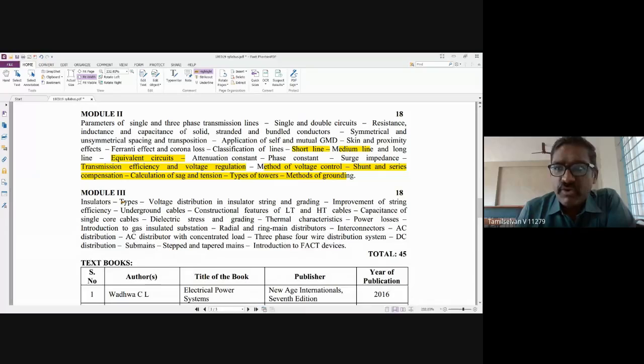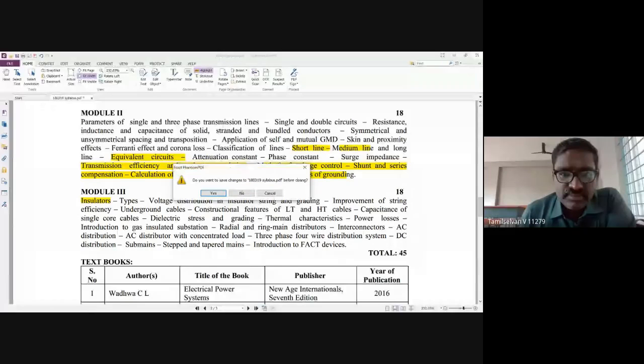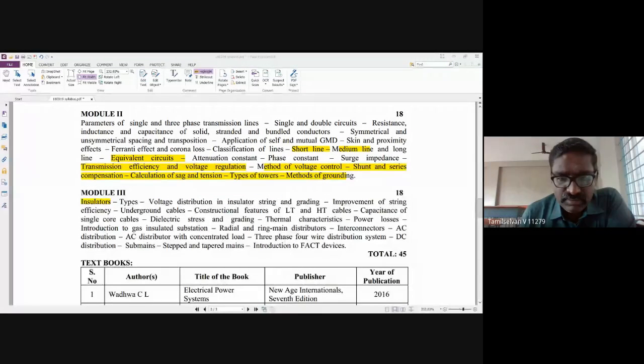Before going into that, I first wanted to recap what we have seen and let you know the syllabus we are going to discuss in module 3. So we'll move to the first topic. The first topic is going to be our insulators.